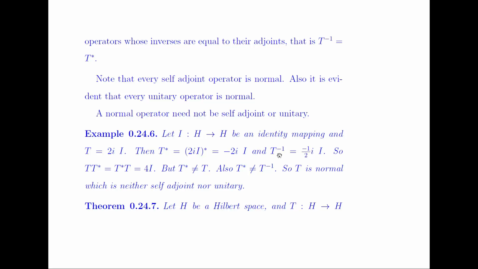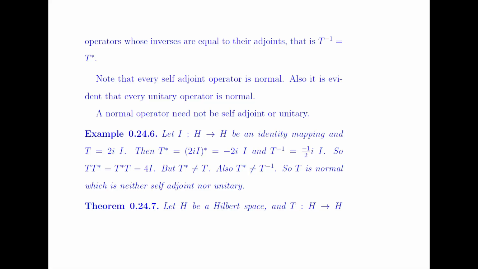But T inverse is equal to minus 1 by 2i times I. So we found that T times T star is equal to T star times T, which is equal to 4I. But T star is not equal to T, and also T star is not equal to T inverse. So T is normal, which is neither self-adjoint nor unitary.